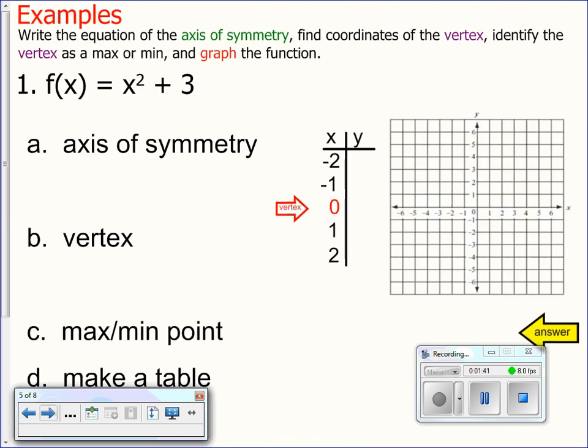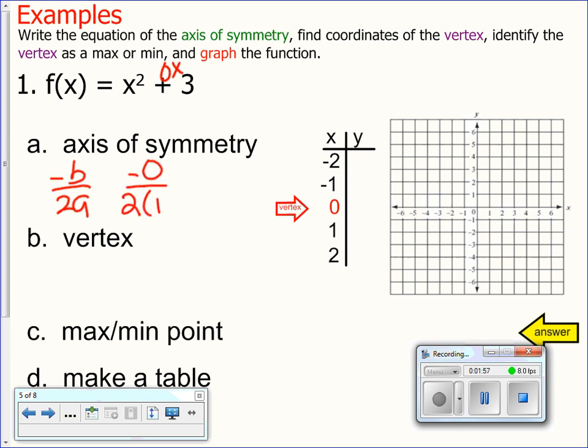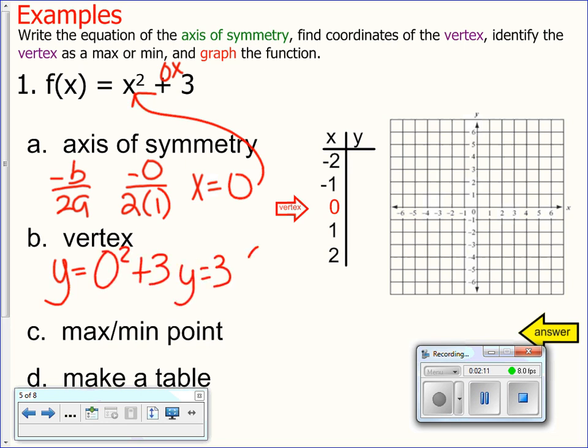So in this first example, f of x is x squared plus 3. The first thing I'm going to do is find the axis of symmetry. So I'm going to use our equation negative b over 2a. In this case, the b is 0, so negative 0 over 2 times 1, so our x equals 0. Our vertex, y equals, I plug this 0 in for x, so I get 0 squared plus 3, so y is equal to 3. So our vertex is 0, 3. I can see that this is a positive number, which means it's a happy face, so it's a min.